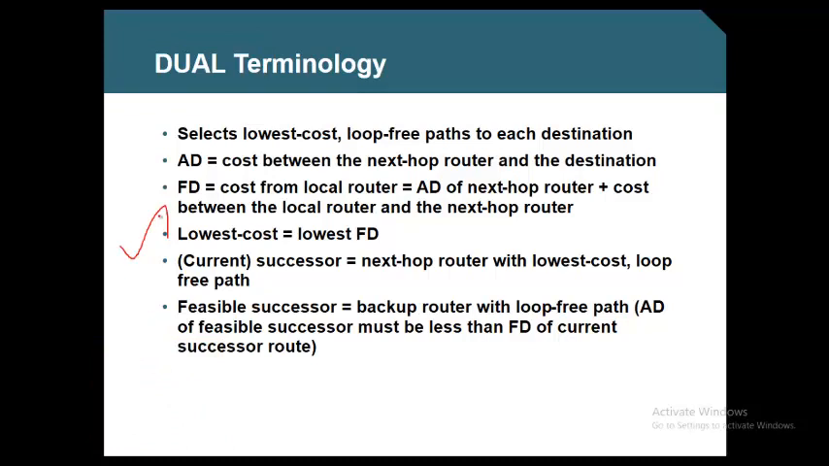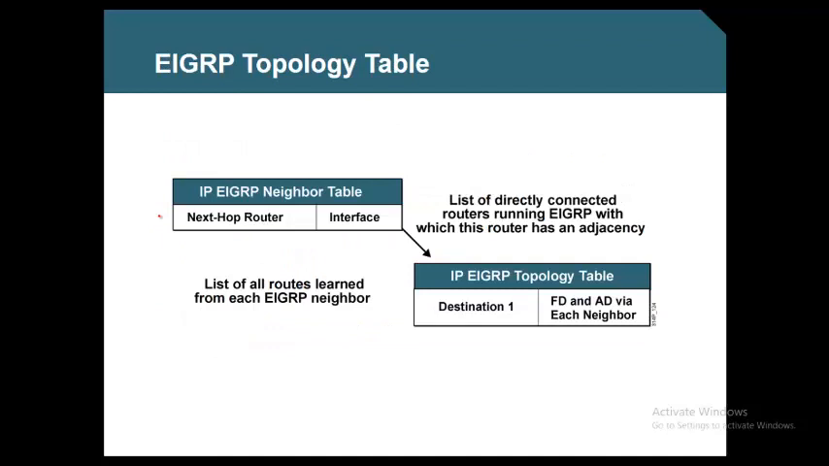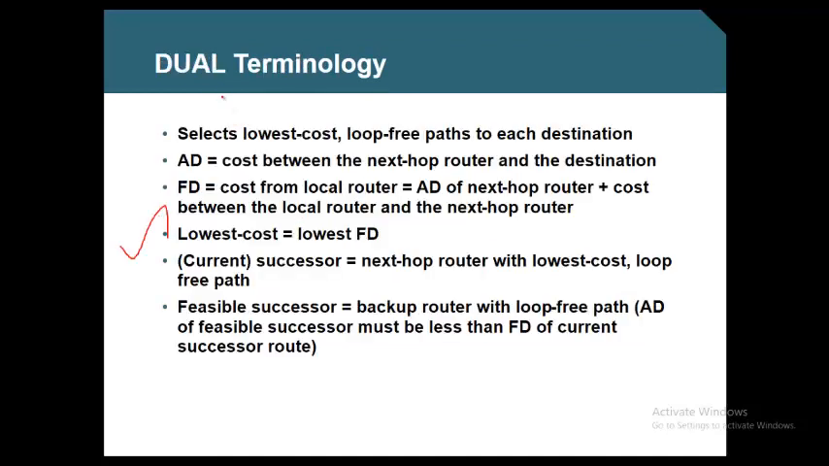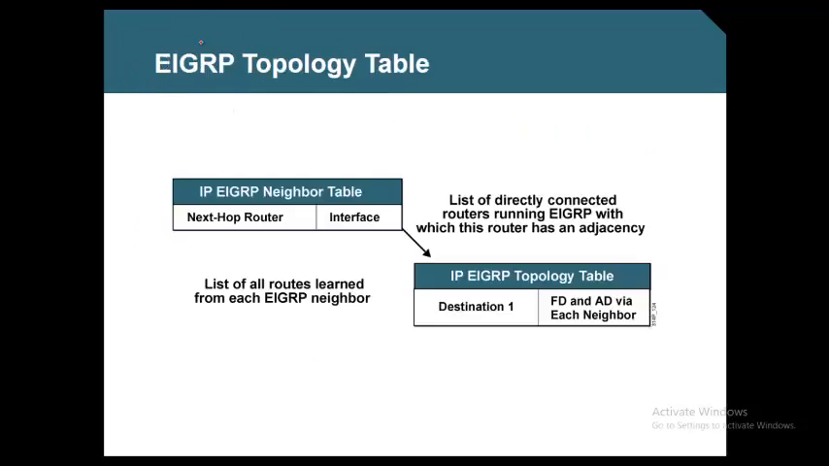Now, after going through this dual algorithm, the topology table will have for each destination the best path, which is called as successor. What is the meaning of successor? Best path. And the second best path is called as feasible successor. You see, feasible.